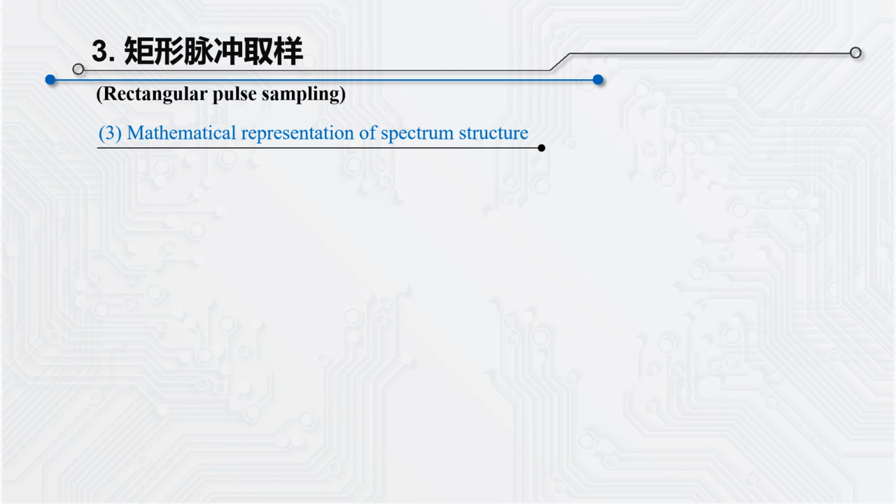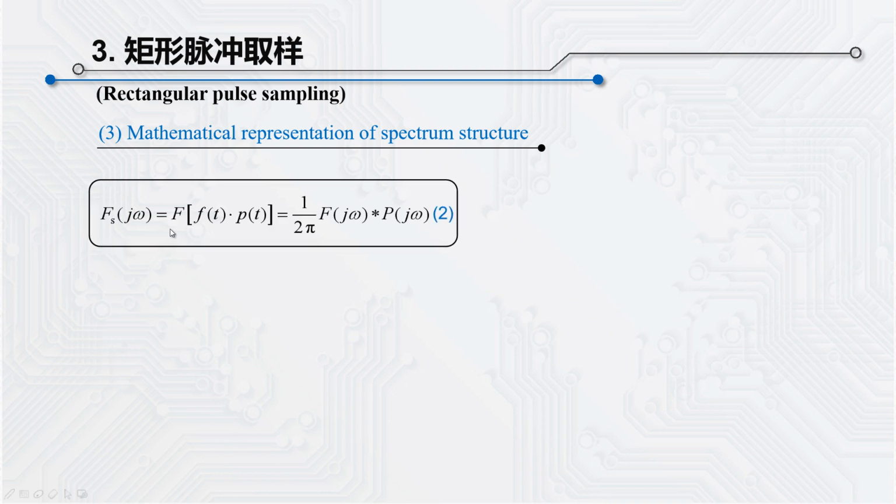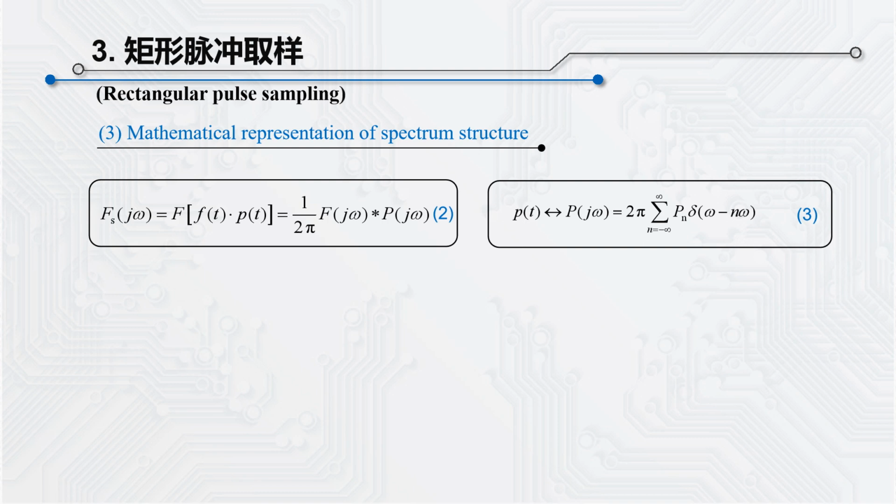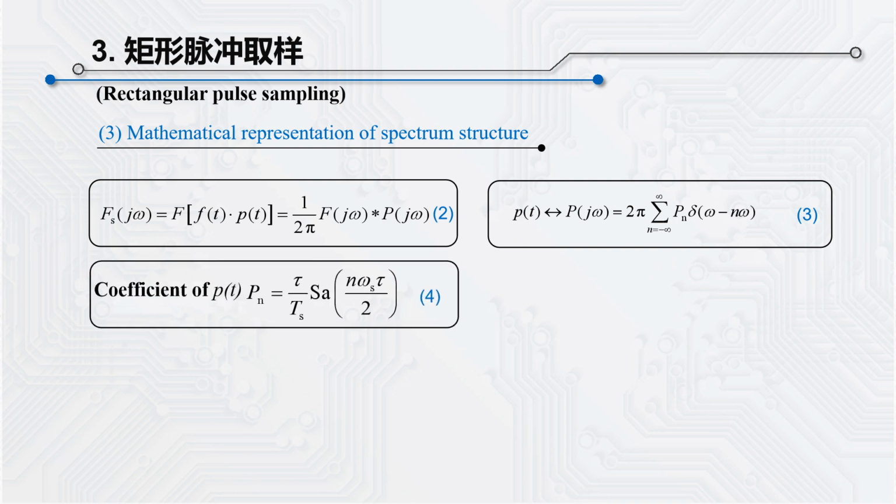Let's take a look at the spectrum of the rectangular pulse sampling. This is the product in time domain, and this is the convolution in frequency domain. The spectrum of rectangular pulse signal conforms to Formula 3. Because the rectangular pulse is also a periodic signal, its frequency spectrum will change in the form of an impulse function. Pn is its coefficient. Its spectral coefficient changes according to Formula 4. That is to say, it changes according to the law of sampled signal.